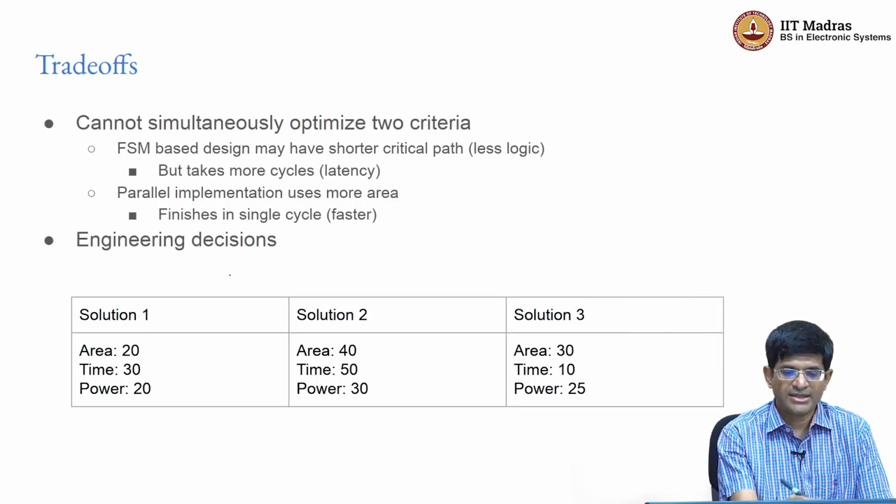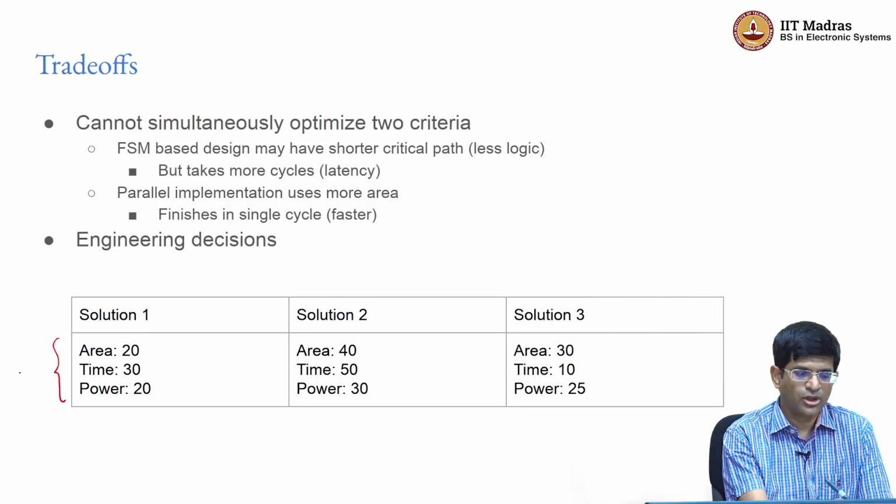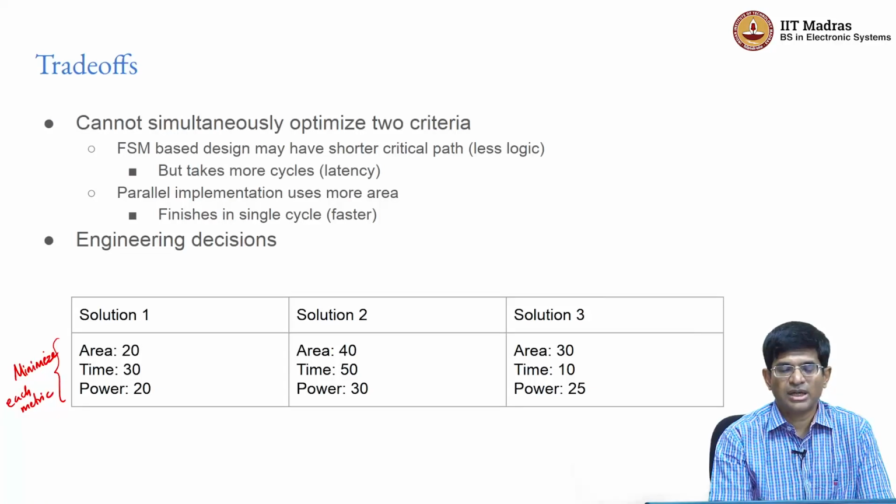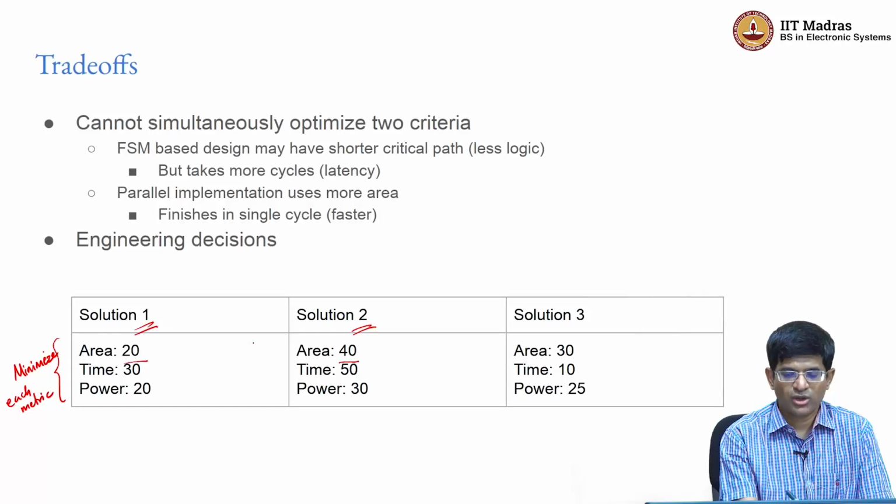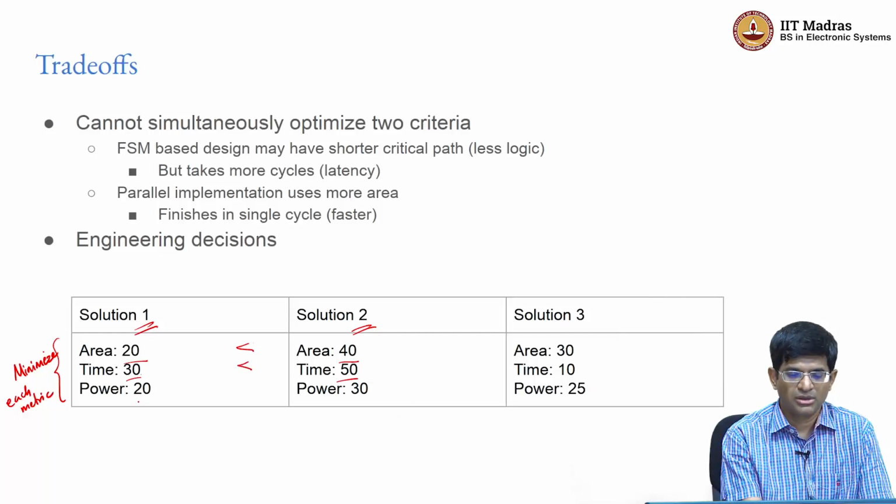All that I can say is I want to minimize each metric, okay. I want the minimum area, the minimum time, the minimum power. Now with that in mind, let's compare solution 1 and solution 2, right. 20 versus 40, solution 1 is better. 30 versus 50, solution 1 is better. 20 versus 30, solution 1 is better.